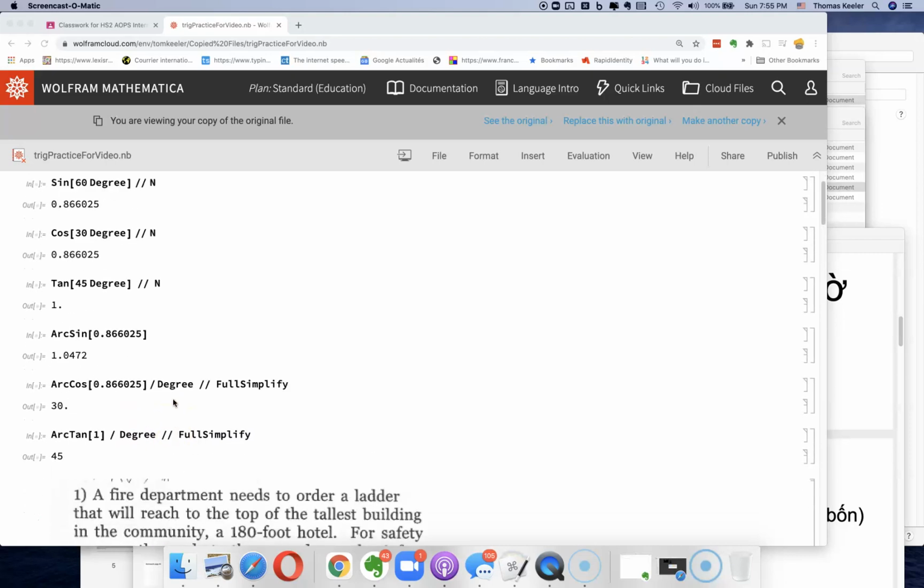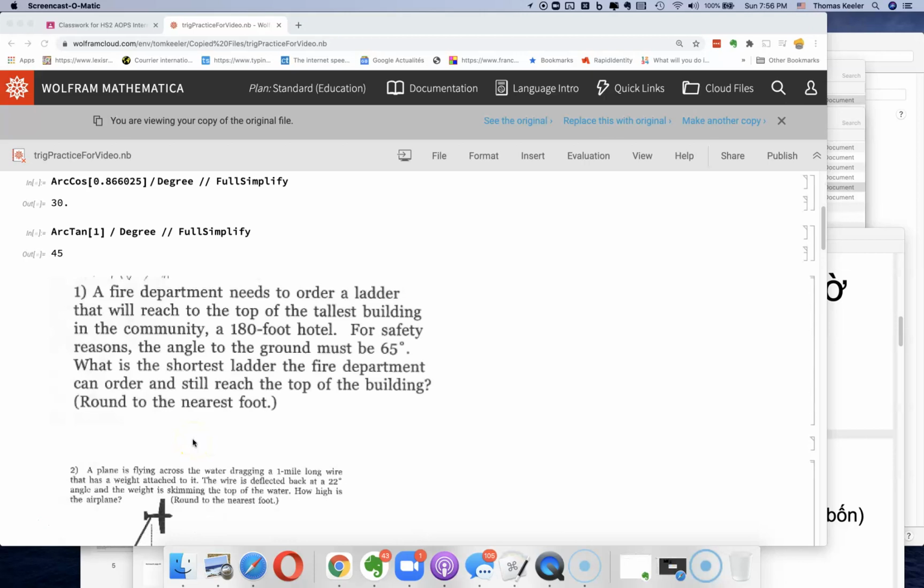So let's say that you know the ratio of the sides, say, 1 to the square root of 2. Then you ask, what angle is that? If that was my sine, then the arc sine will give me the angle. But it won't give me what I want unless I say slash degree and full simplify. And I think that rounds it off slightly.